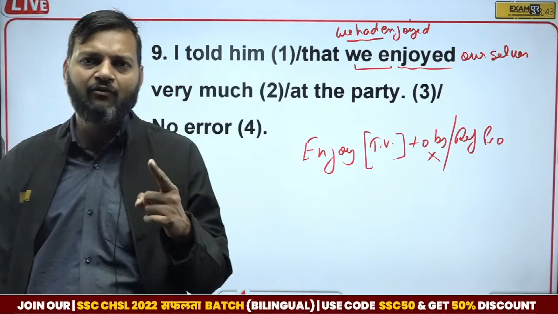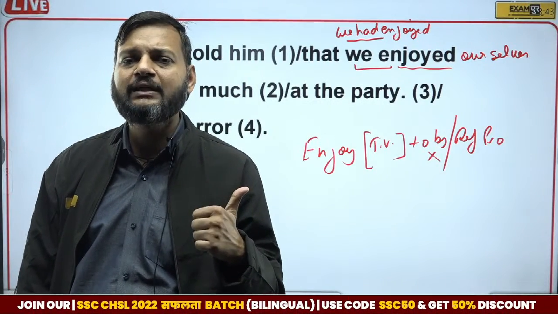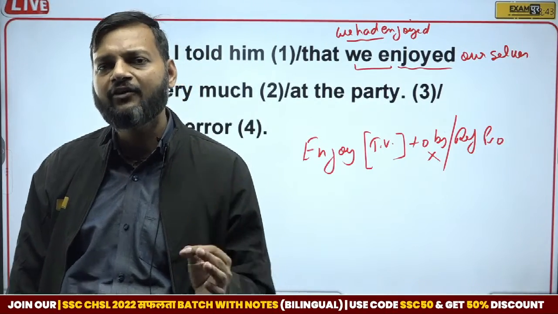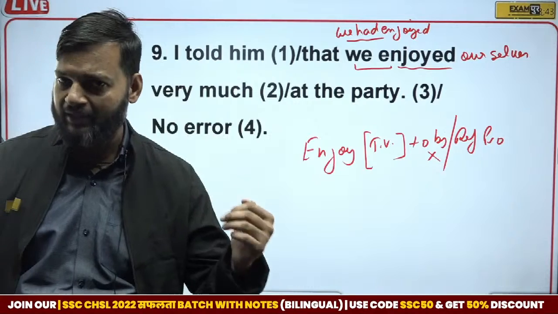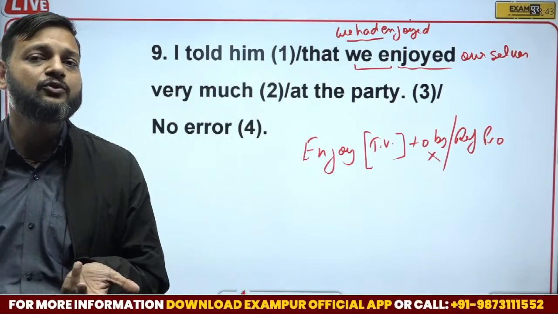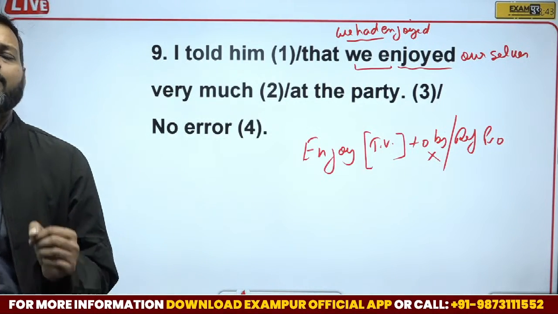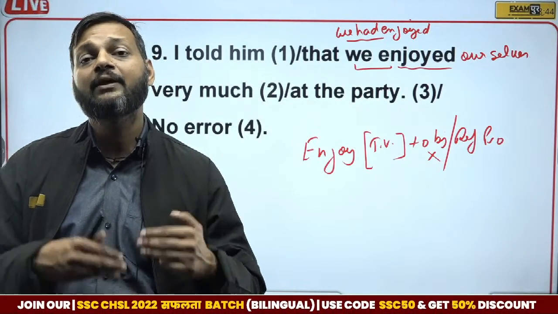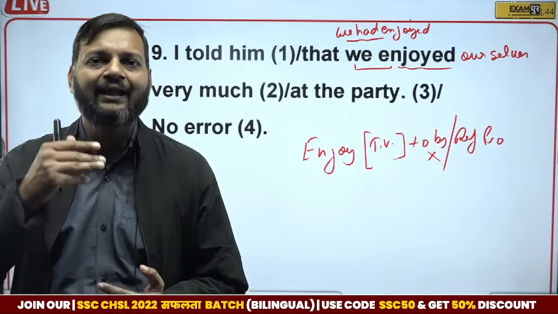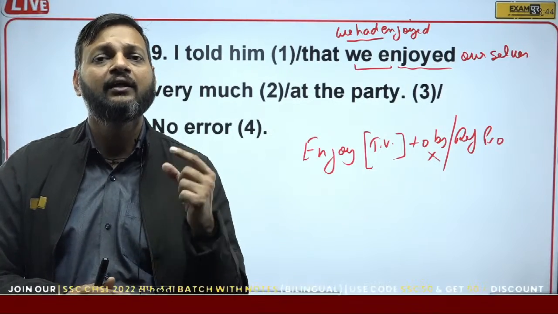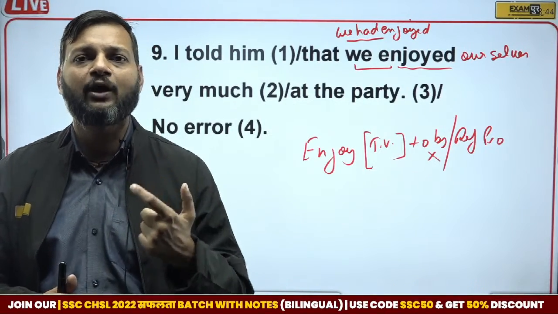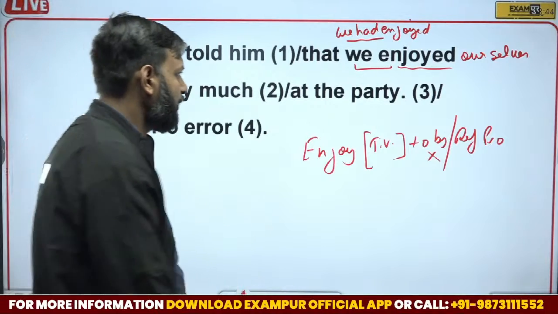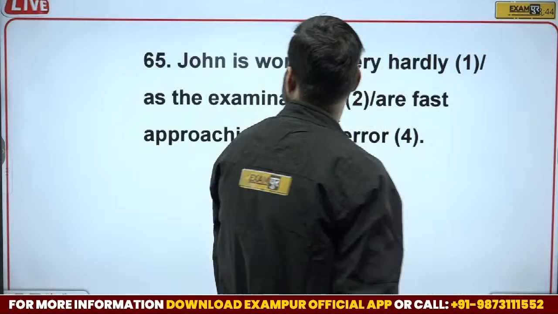So error number one, tense should be past perfect. Error number two, there should be ourselves, which is a reflexive pronoun, after enjoy. And why do we need to use a reflexive pronoun? Because enjoy is a transitive verb, and a transitive verb must be followed by an object, and if an object is not there, we must use a reflexive pronoun to fill the gap. Now let's see the next question.